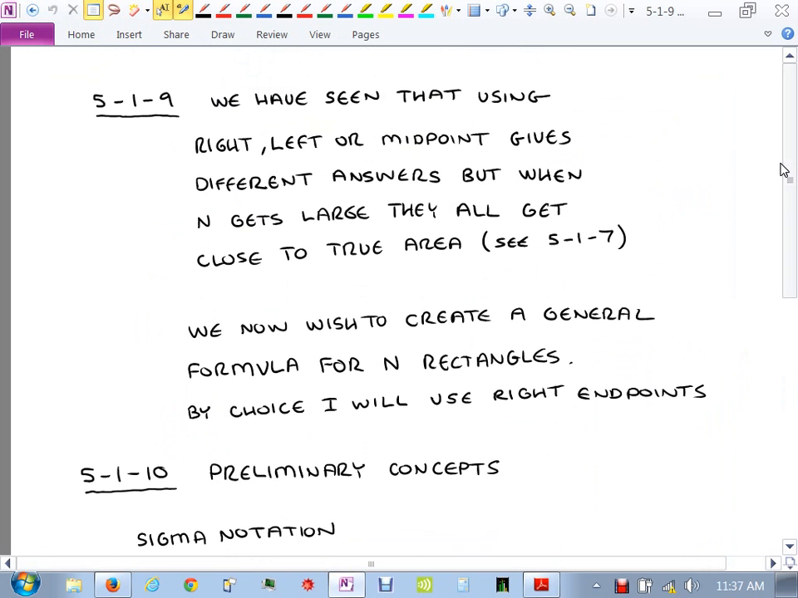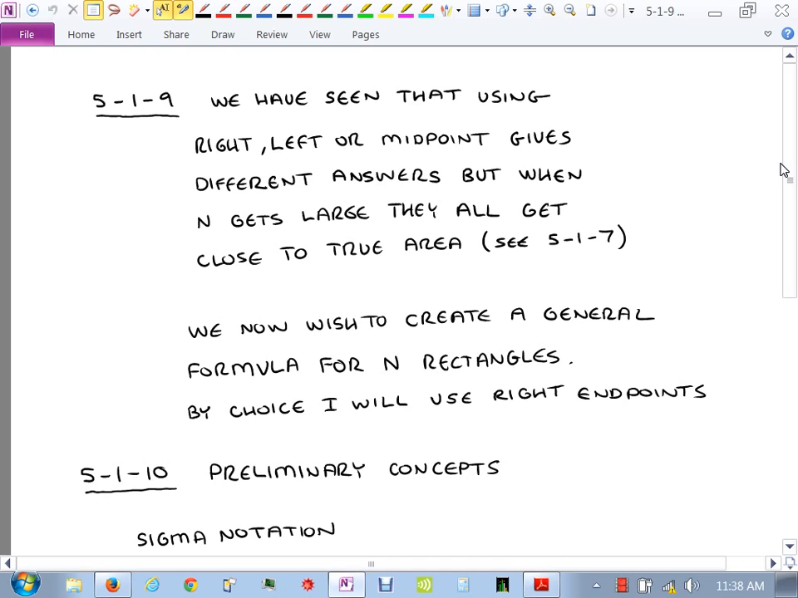Okay, now let's get down to serious business. We have seen that using right, left, or midpoints gives different answers, right? And do you remember in last class I had an animation where I showed you a bunch of rectangles using right, a bunch using left, and a bunch using middle? And I think we had said the middle looked like the better one. Well, it turns out that at the end of the day, it doesn't matter. You can do right, left, middle, any point in the interval. If you let n get large enough, it's going to converge to the real area. So that's what I say here. Different answers, but when n gets large, they will all get close to the true area.